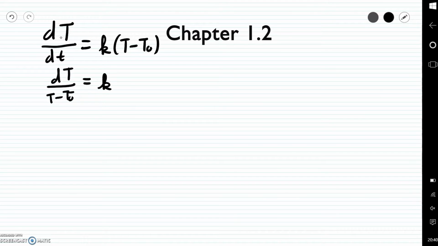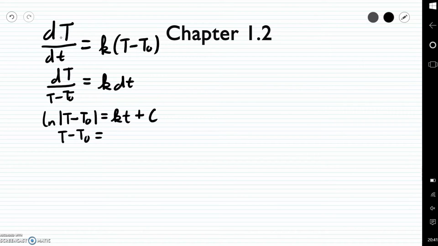So we begin by separating T minus T0 with dT. We then proceed to integrating both sides to get ln (T minus T0) equals kt plus C. T minus T0 will then equal A e to the power of kt. T of t will be T0 plus A e to the power of kt. This is Newton's general law of cooling and heating.